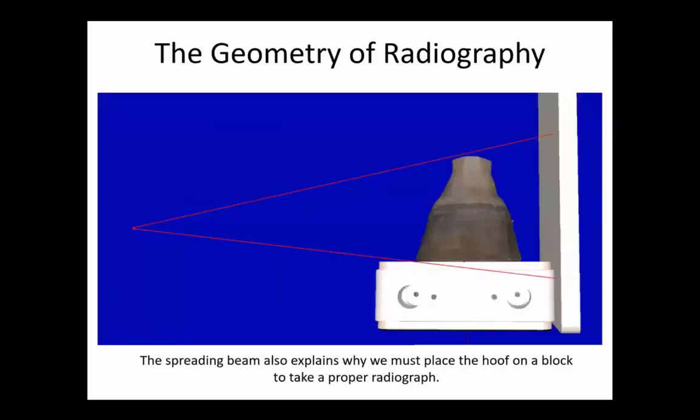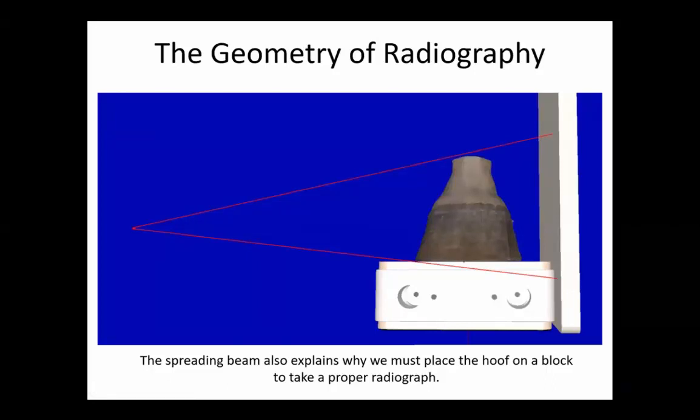And the same idea of the spreading X-ray beam is why, if you take a radiograph of a horse's foot, you need to put it on a block. If you see the red lines I've drawn here, the lower red line is just grazing the bottom of the foot, and that will image on the detector plate at a lower place below the surface of the block. And for that simple reason, you need to put the foot on a block.